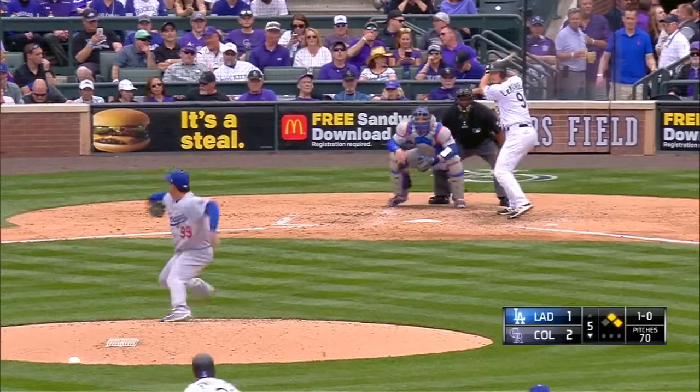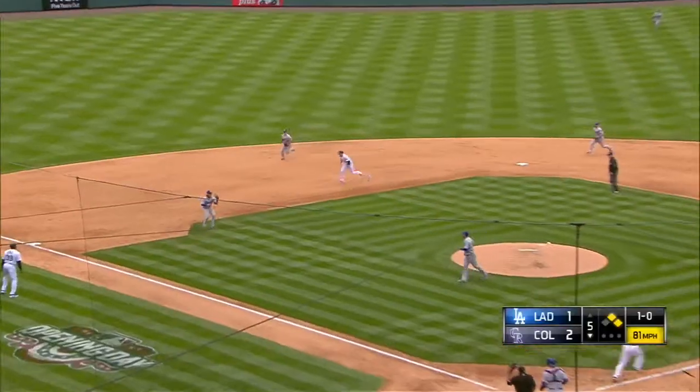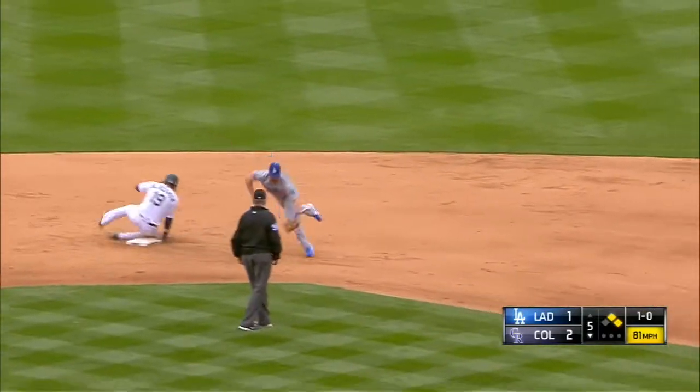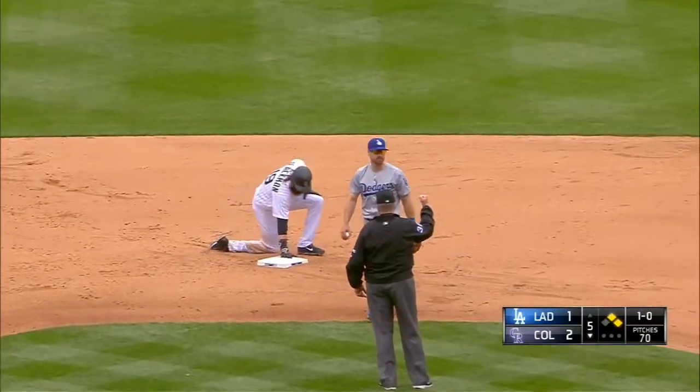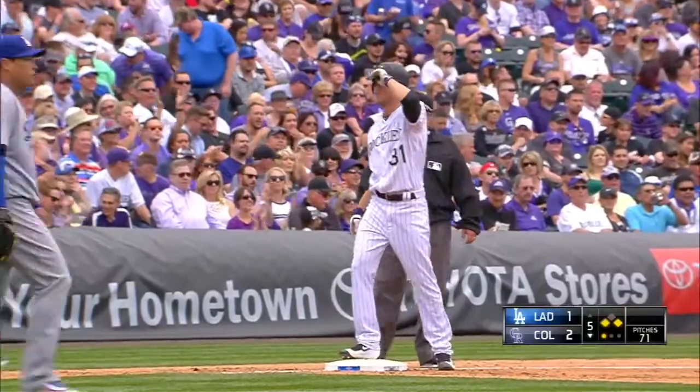That's right, 1-0. And LeMahieu hits it to third. Turner goes to second for one, and Forsythe holds on to it. So they get one out, and they're at the corners.